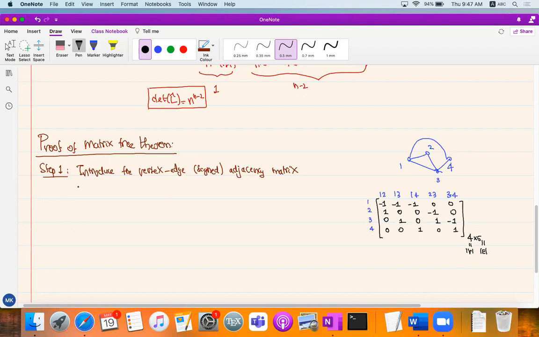So now let me define it in the abstract, in general. So B is a matrix, a V cross E matrix.